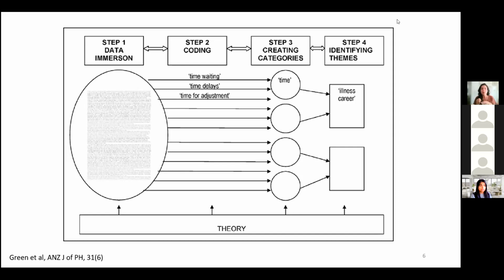Then you might create categories of codes. So you may have codes like time waiting, time delays, time for adjustment, whatever. And you might over time realize, oh, these hang together. These are getting at something bigger than any one of the codes, and I'm going to group them. In some of the code books I show you, you'll have what are sometimes called parent and child codes. These categories are clusterings of codes that conceptually hang together. And then during analysis, you'll identify themes. Themes look across codes and across categories.